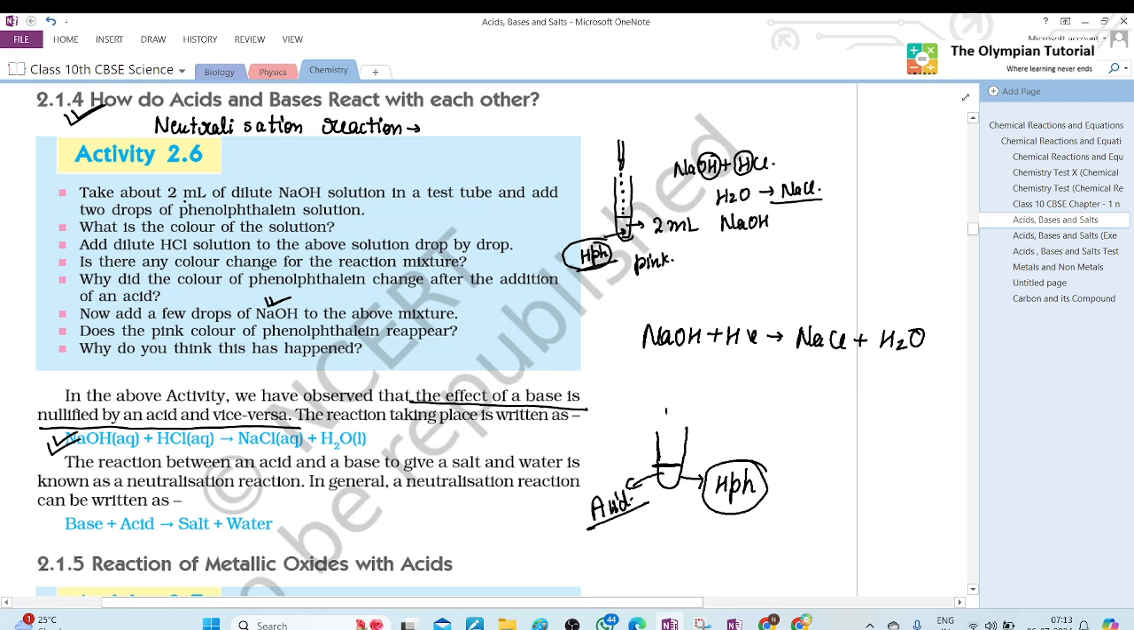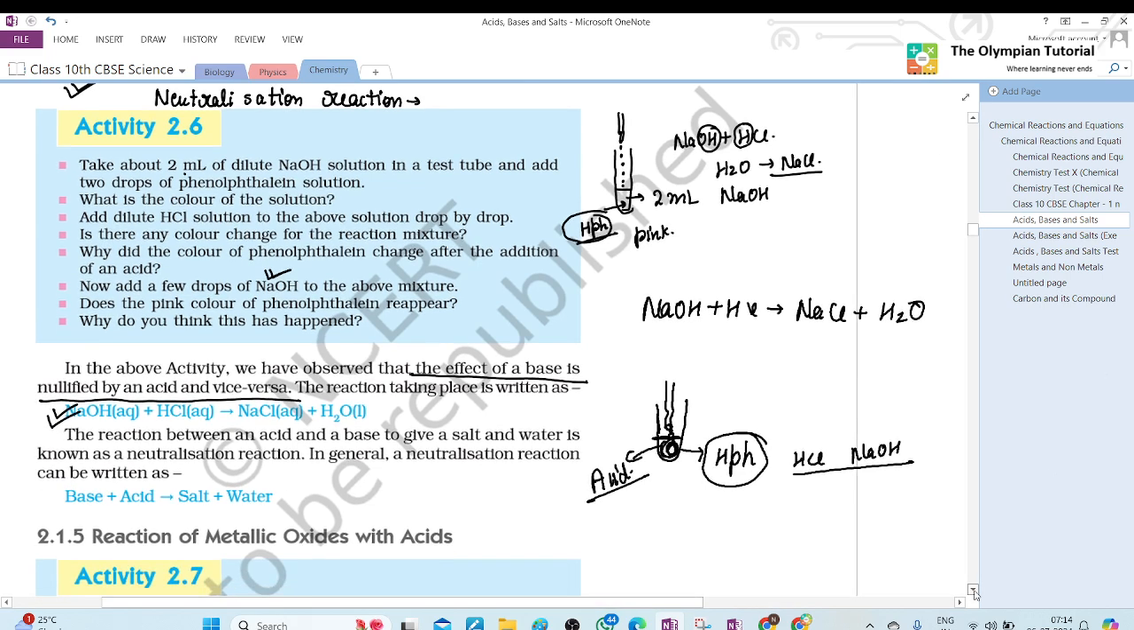When we start to add base, you will do this activity in 11th grade. So base, drop by drop, we add it here. So when the concentration of acid and base is equal, there is no color change because there is no medium, but when one more drop is added, it suddenly turns pink. So we use this type of strategy. This method is known as titration method to recognize acid and base.